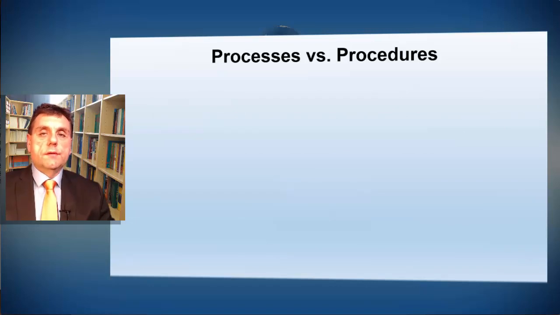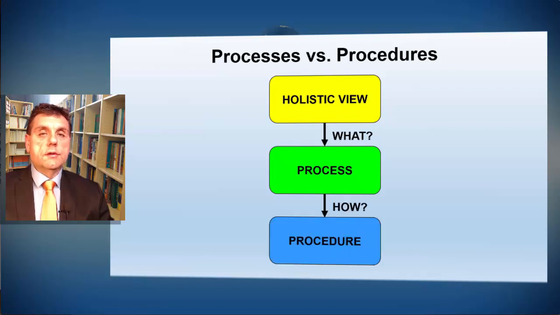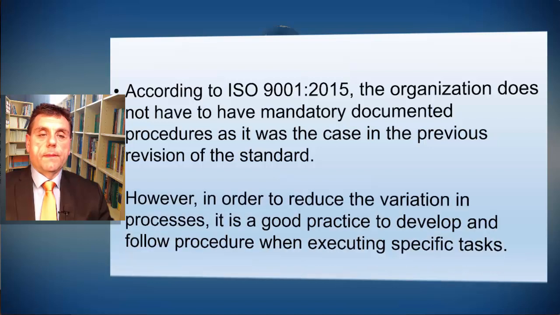So, processes versus procedures. From a holistic view, when we ask what, the answer should be process. When we ask how, the answer should be procedure. According to ISO 9001:2015, the organization does not have to have mandatory documented procedures, as was the case in the previous revision of the standard. However, in order to reduce the variation in our processes, it is good practice to develop and follow procedures when executing specific tasks.